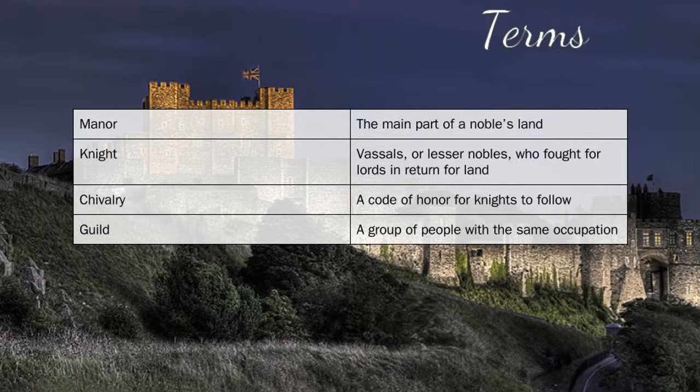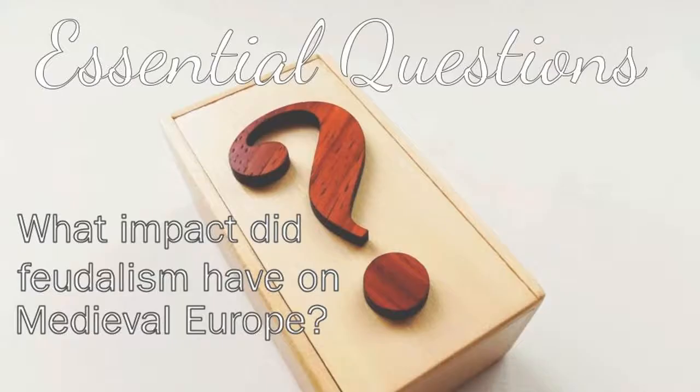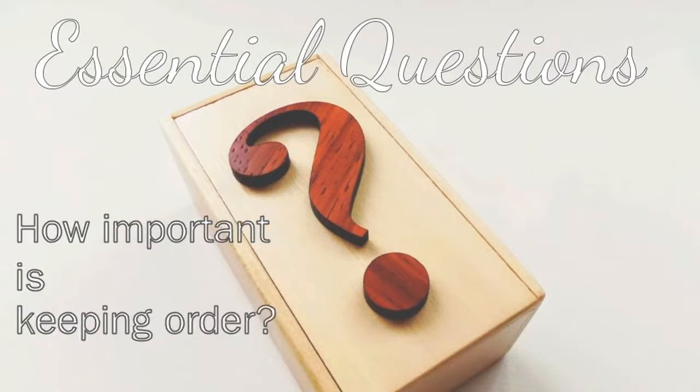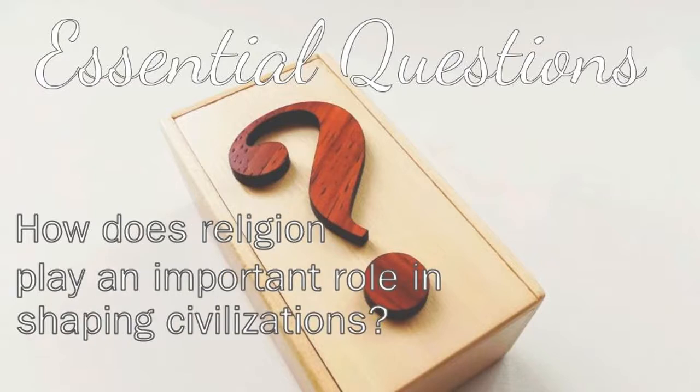All right, a reminder again that we have a big idea for this unit, and it is conflict brings about change. First essential question this time is, what impact did feudalism have on medieval Europe? Next one, how important is keeping order? Number 3, how do civilizations change and adapt after conflict? And the final one, how does religion play an important role in shaping civilizations?